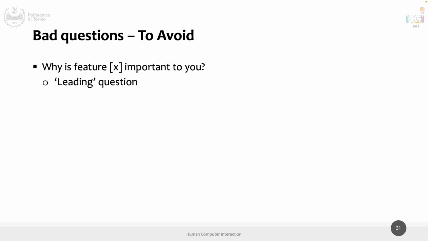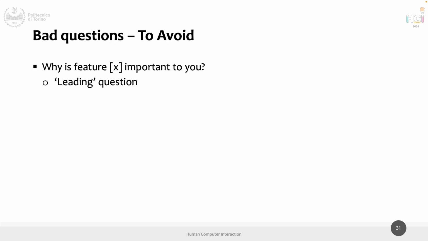What does a leading question mean? You are leading the person who is answering to think in a specific way. You include, or suggest, the answer in the question. You decided, for whatever reason, that feature X is important. Maybe it's not. But you are asking why it's important to you, so they have to motivate why it's important. And if it's not important, you'll lose the opportunity to know about it.